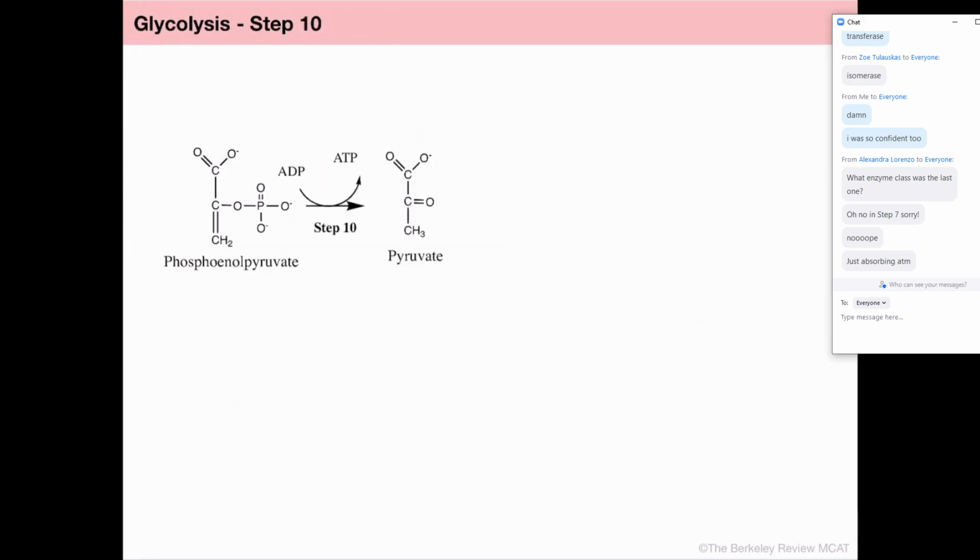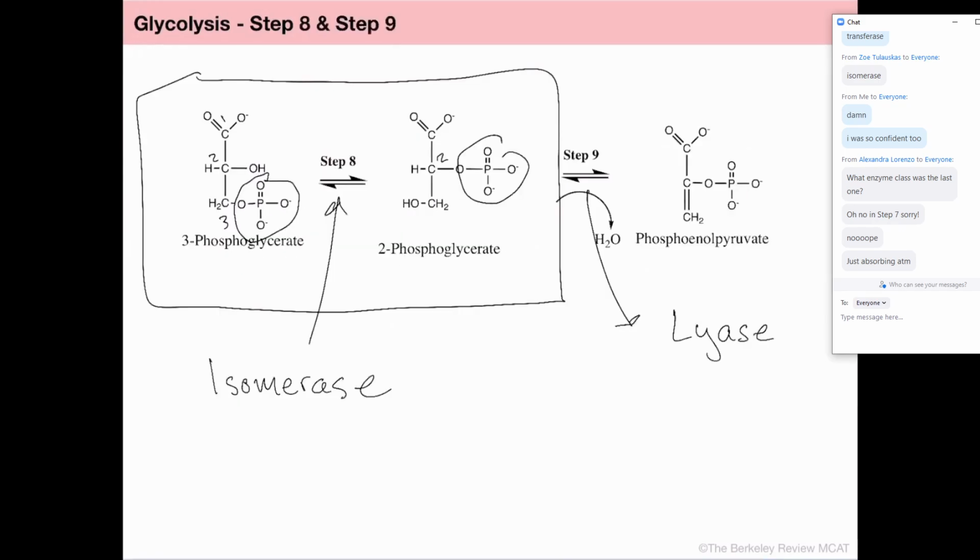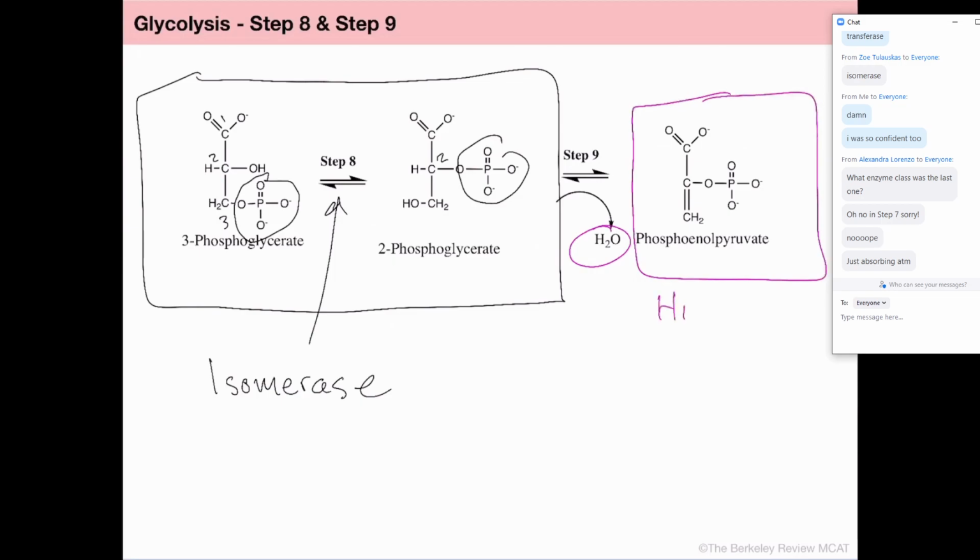Okay. All right. So step 9 is just performing a dehydration reaction. So an H2O actually comes out of this. And it's turning 2-phosphoglycerate into phosphoenolpyruvate, which is extremely high energy, right? This is high energy.